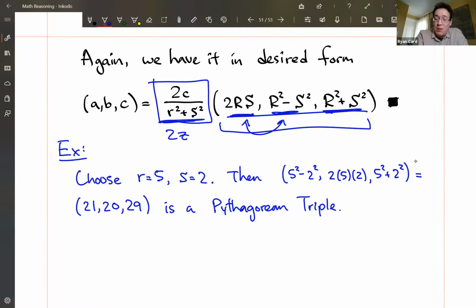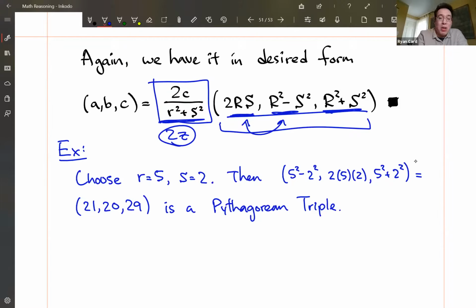So that's it. It's a long proof. This probably requires another watch, maybe two, to really understand the details. But this does show that if you have a Pythagorean triple, then there is an integer and R and S that fit that form.